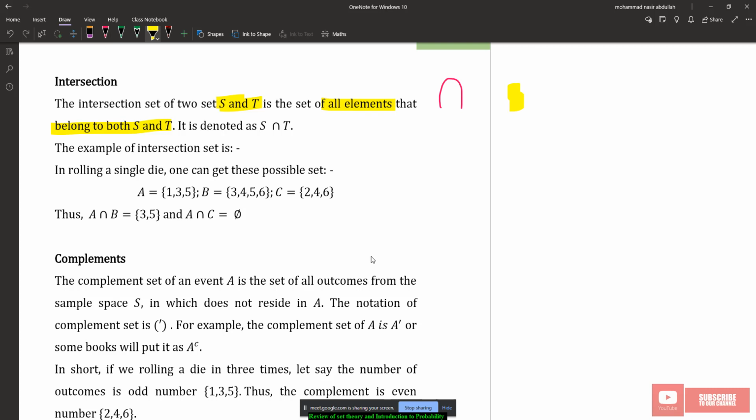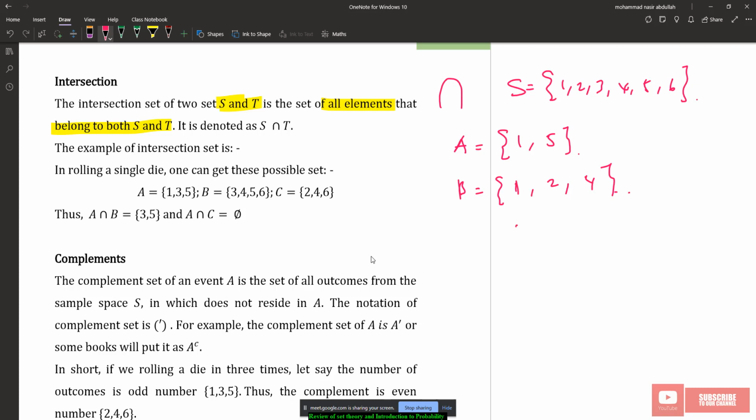For example, let's say I bring the same example. S, we have 1, 2, 3, 4, 5, and 6, which is all possible outcomes in rolling one die. So let's say A, rolling die 2 times, we got 1 and 5. And B, rolling a die 3 times, let's say they got 1, 2, and 4, for example. So A intersect B means that we need to find elements that are in A and belong to B juga, right? So element yang sama is only 1, right? Intersect. So A intersect B should be equal to 1, right? Okay.